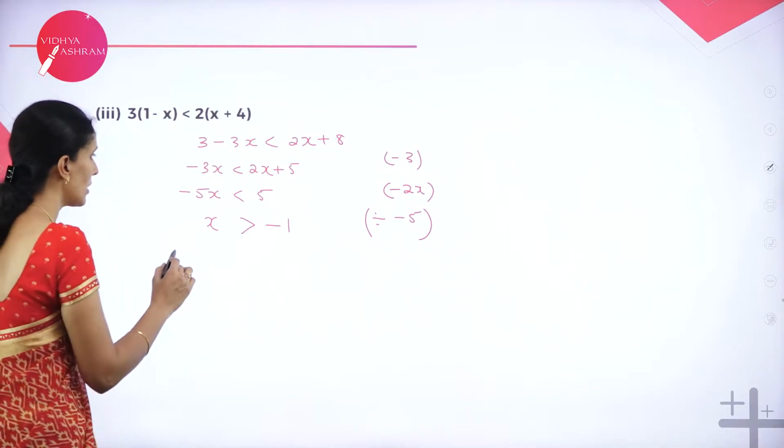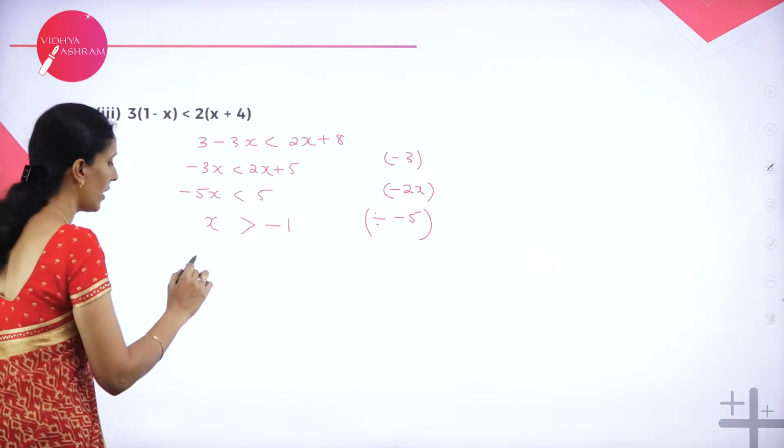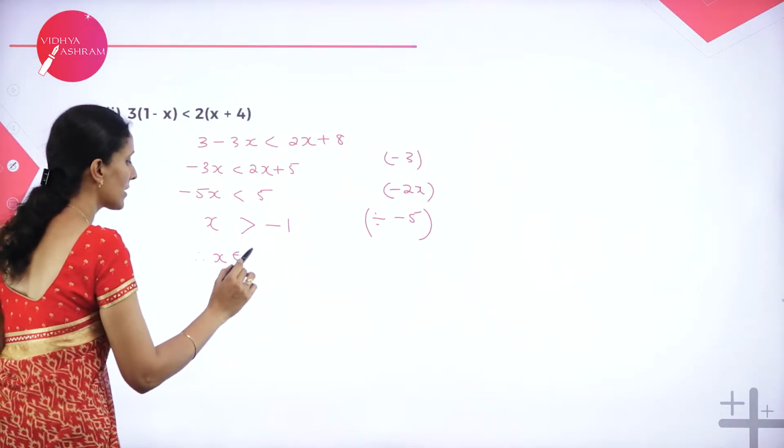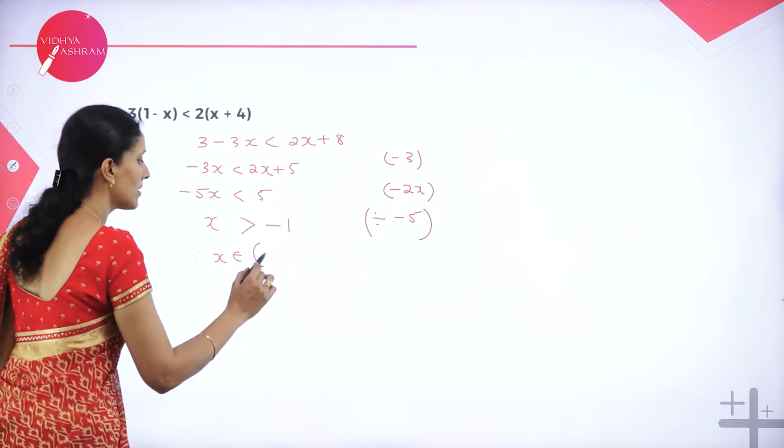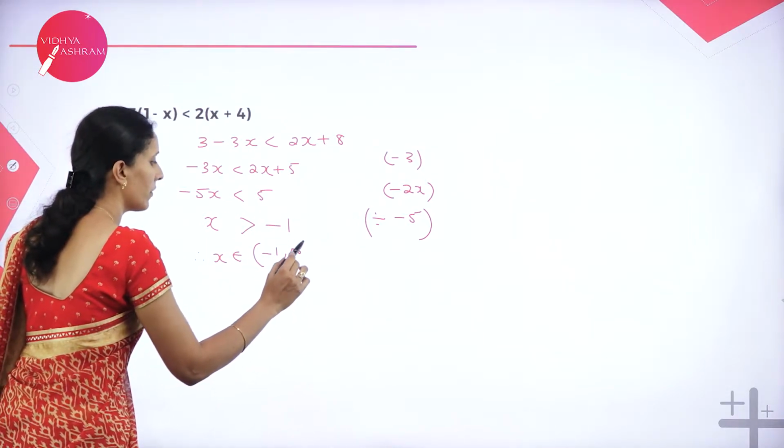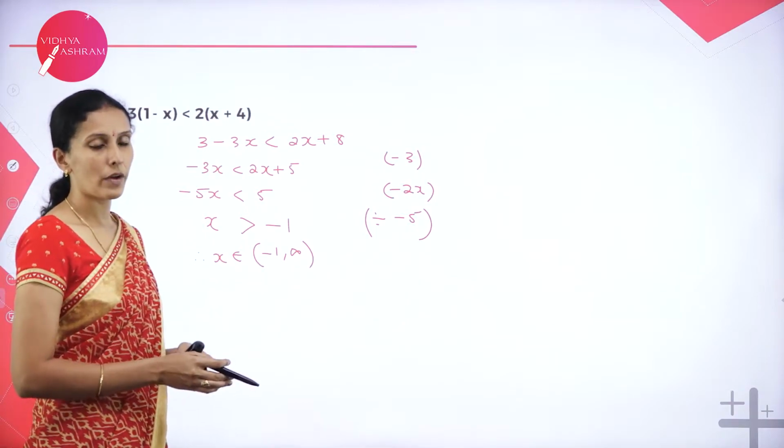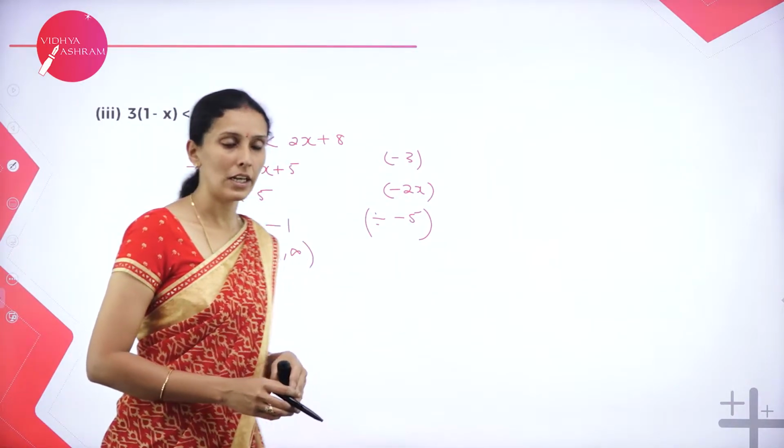So the solution is a strict inequality. Therefore, you can write x greater than minus 1, which means minus 1 till infinity. So after minus 1, all the real numbers till infinity.